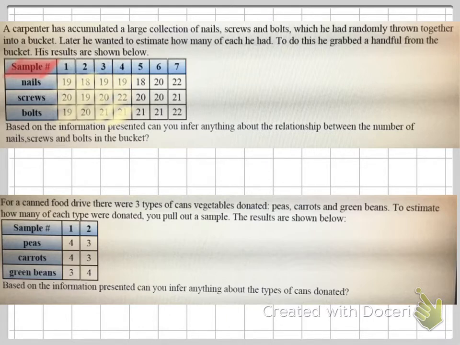The question then asks, based on the information presented, can you infer anything about the relationship between the nails, screws, and bolts in the bucket? Well, okay, let's look at it. When you look at each of these samples, is there a big range from the smallest to the largest numbers? And when you look at that going across, the answer is no.